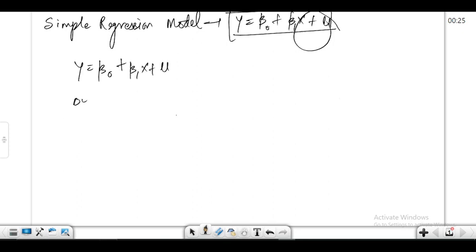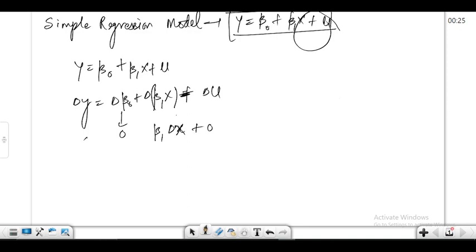So if I have to capture a change in the model, I will do this: delta y is equal to beta 1 delta x plus delta u. I know delta u will be 0, the first term will be beta 1 delta x. So delta y is equal to beta 1 delta x. This is how the ceteris paribus condition is also being fulfilled by the model.